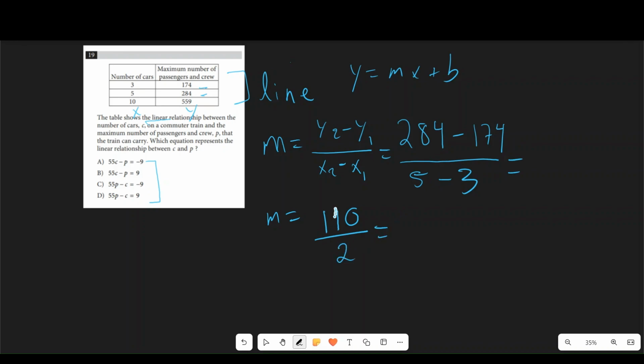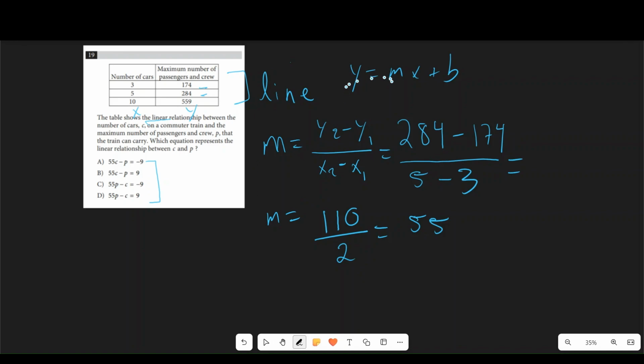So then 110 divided by 2, well, 2 goes into 11 5 times, and then we have a 1 left over. So then 2 goes into 10 5 times, right? So that would mean our slope is 55, right?